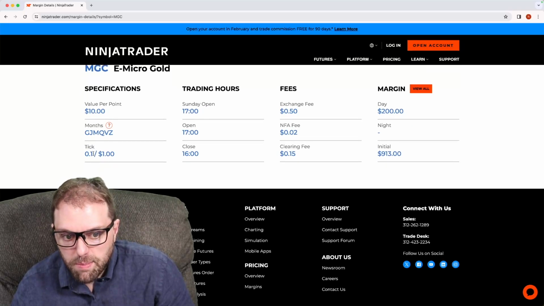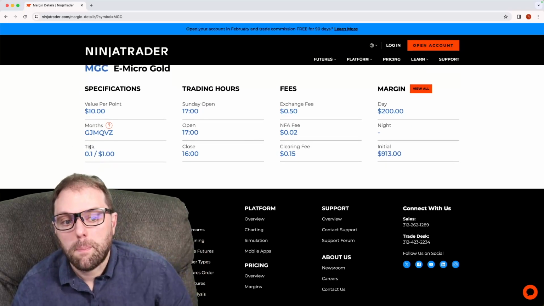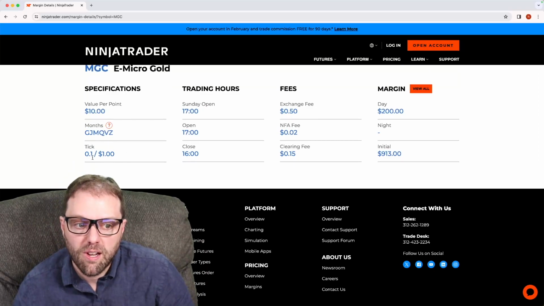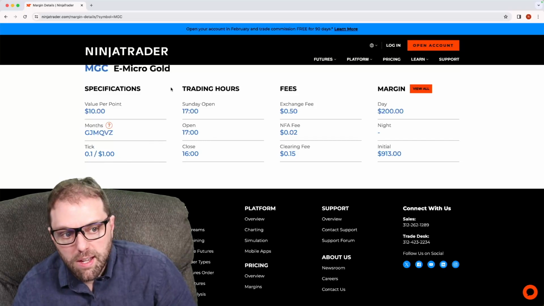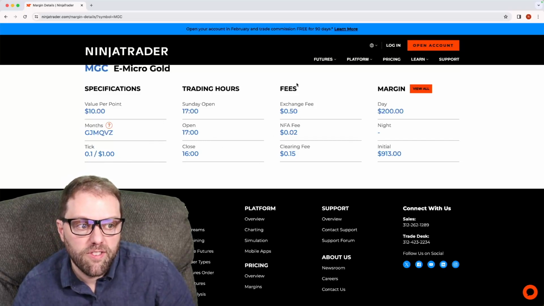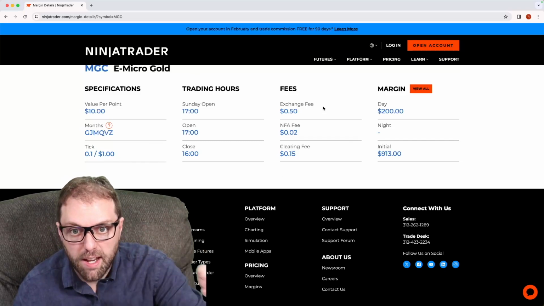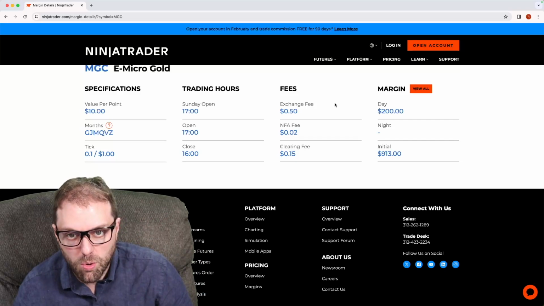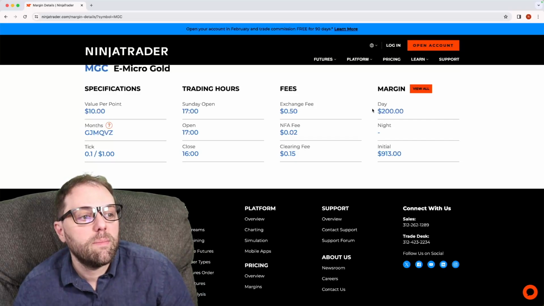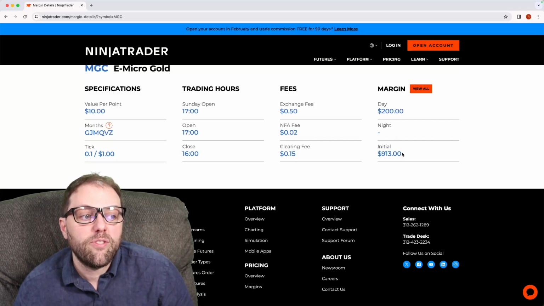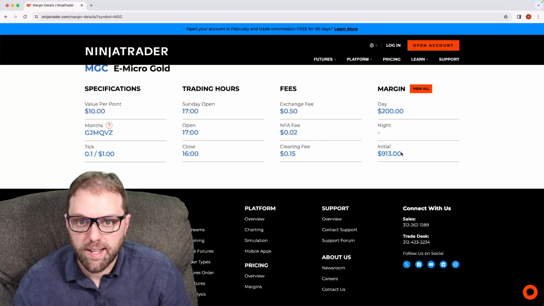Each tick is still going to be moving in 10-cent increments. But instead of being valued at $10 a tick, it's valued at $1 a tick. Here are the hours that one could look to trade. Here's going to be the fees associated with one contract. Keep in mind that's each way for one contract of the micro gold futures. And then here's the amount of margin required for day trading hours, as well as if you would like to hold a contract to the next trading session.